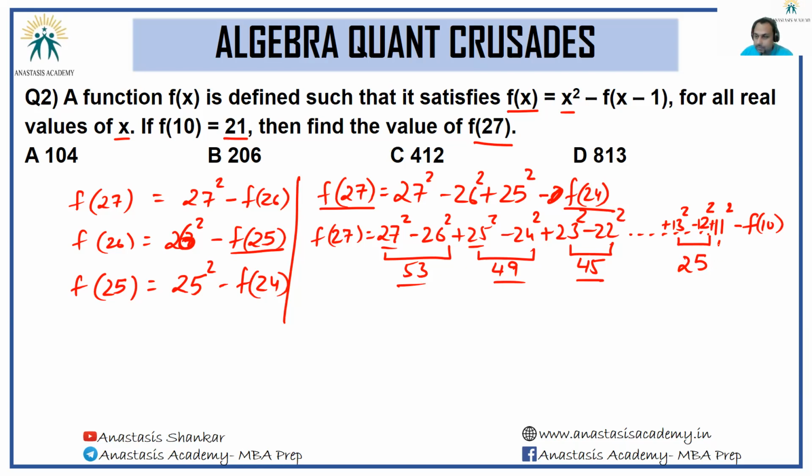And for the last two terms, 11 square is 121 minus f of 10, which is 21. So this is 100. So now we have 53, 49, 45, 25. Let's add them up. 53 plus 25 is 78 by 2 into how many terms? 8 terms, I'm guessing. Let's deduct 21 from it. Yes, 32. So 8 terms plus 100. This is what I'm supposed to do. So cancel, cancel. Gets me 4. 8 into 4, unit digit 2, plus 100. The only option with unit digit 2 is option C. That should be the answer.